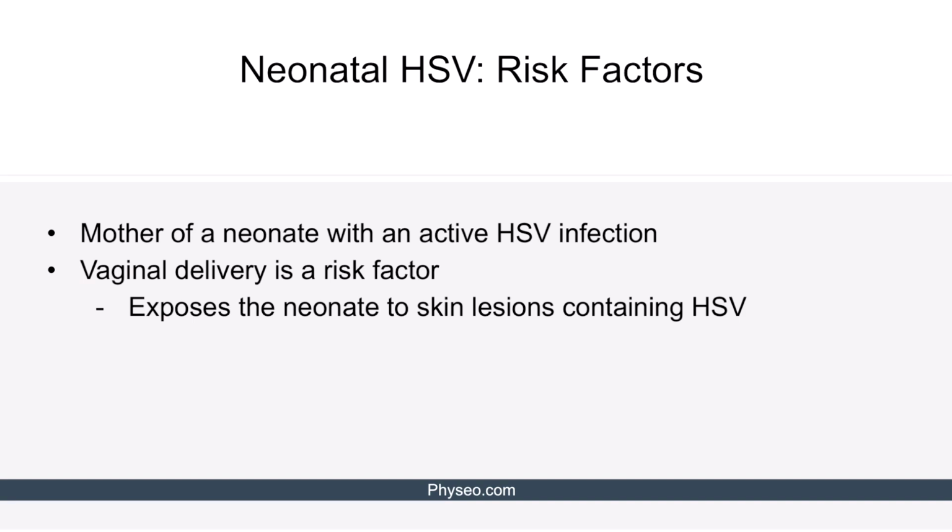A major risk factor for a baby contracting this virus is if the mother has an active HSV infection, meaning that the mother has herpes skin lesions. And that's pretty logical. If the mother has these skin lesions, then that means there's something for the baby to come in contact with and contract. Now, if the mother delivers the baby vaginally, that exposes the neonate to the skin lesions containing HSV. So, of course, that increases the risk of infection. So you can think of that pretty intuitively. There's no tricks here. The baby contacts the lesions.